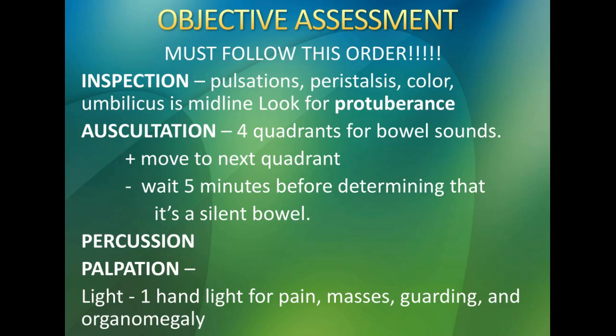For the objective assessment, it is really important that you follow the order of things. So we are always going to start with inspection, which of course you're looking for pulsations, peristalsis. If you're not familiar with these terms, you need to look them up. Any kind of discoloration, that the umbilicus is midline. And the reason for that is there could be a tumor or something like that that is pushing the umbilicus over to the side. And we want to look for protuberance. So you want to look protuberance up too. That is when a hernia or anything that is making the abdominal area stick out.